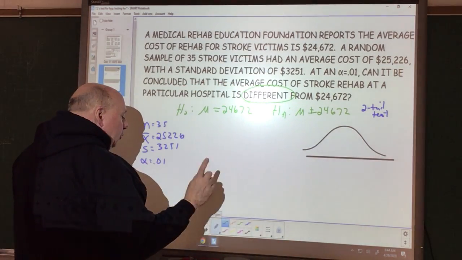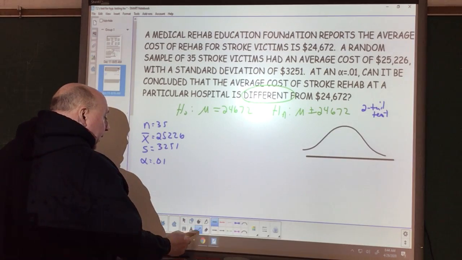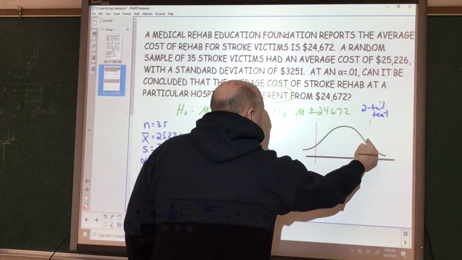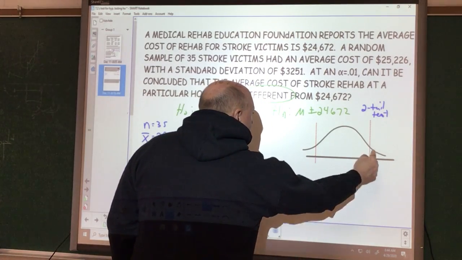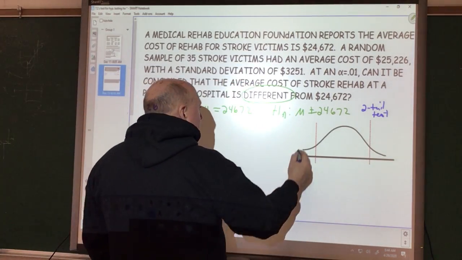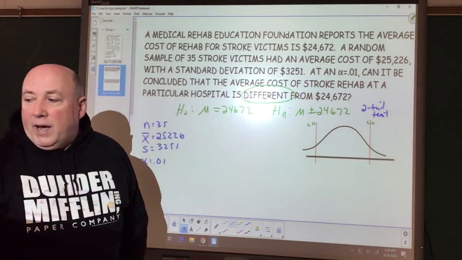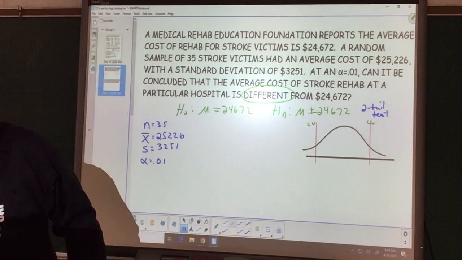We have a two-tailed test. So we're going to get critical values on both ends here. Once again, two tails here. So we look for our critical values, so now we go to our t-table.